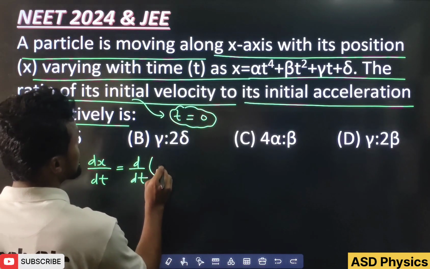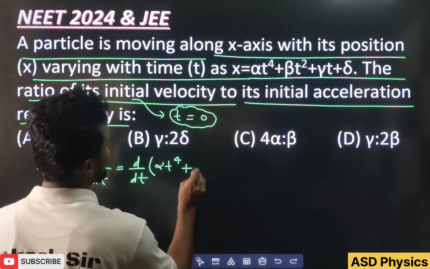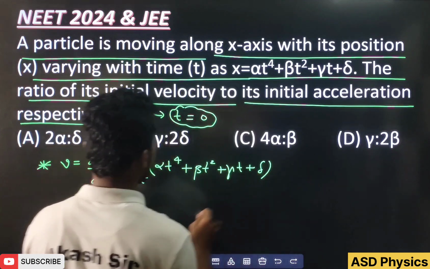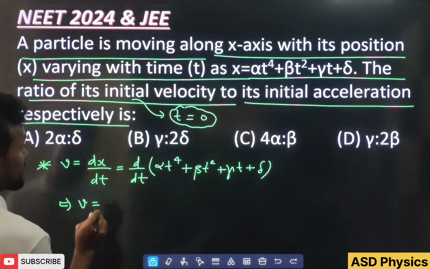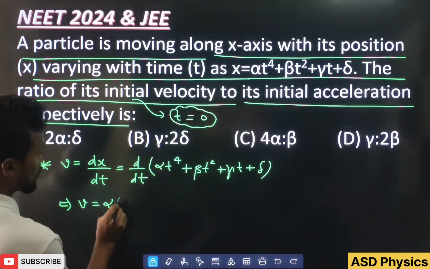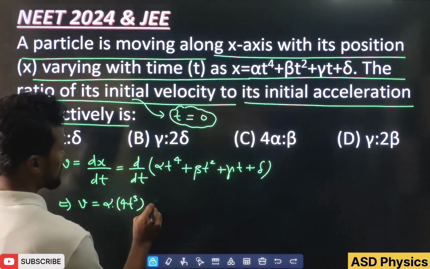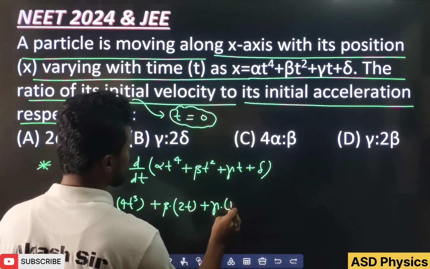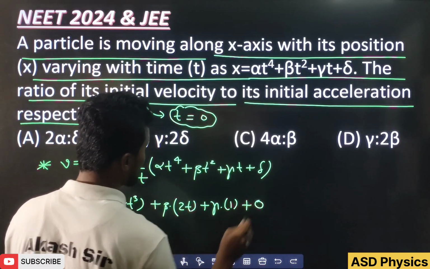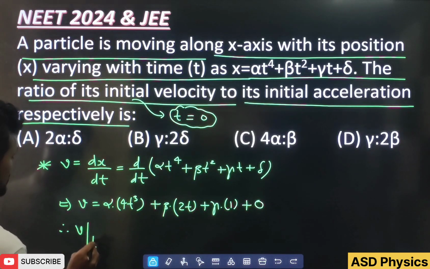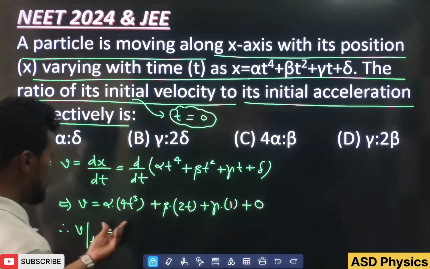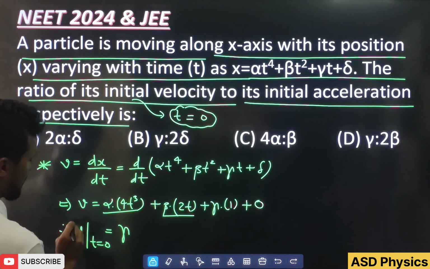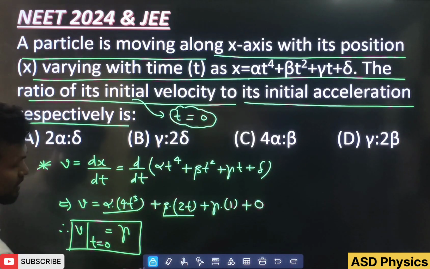Just for you I am writing, otherwise I can do it very quickly: x equals alpha t power 4 plus beta t square plus gamma t plus delta. So v equals alpha times differentiation of t to the power 4, means 4t cube, plus beta times differentiation of t square, means 2t, plus gamma times differentiation of t, means 1, and differentiation of a constant means 0. Now the initial velocity is at t equal to 0. So these terms become 0, and only gamma will be left. This is the initial velocity.